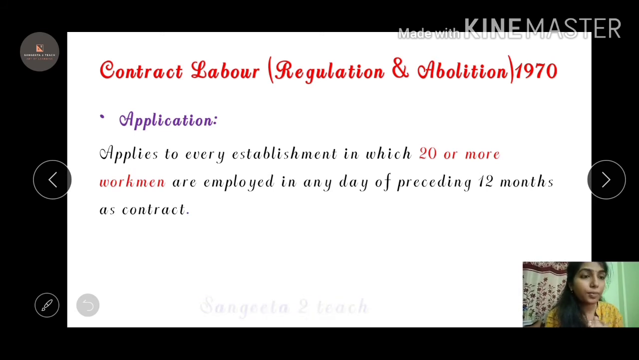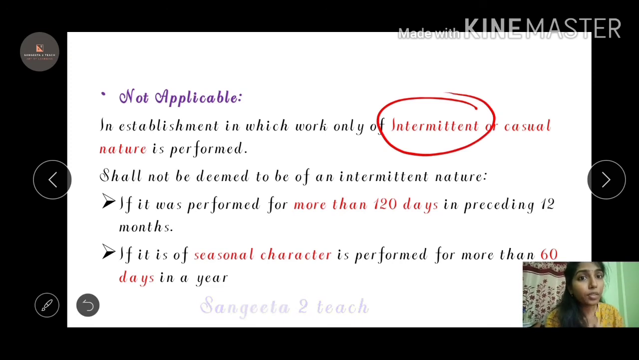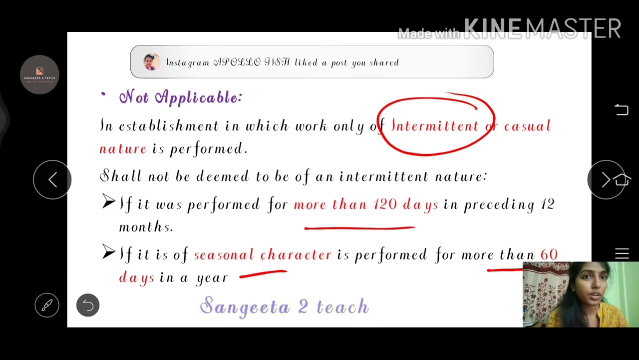If they are not less than 20, then the government has to give a notification within 2 months. Remember, 2 months. Okay, it is not applicable where the work is intermittent in nature. It is not included if it is performed for more than 120 days in 12 months. Seasonal character is 60 days. Seasonal 60 days, and more than 120 in 12 months.